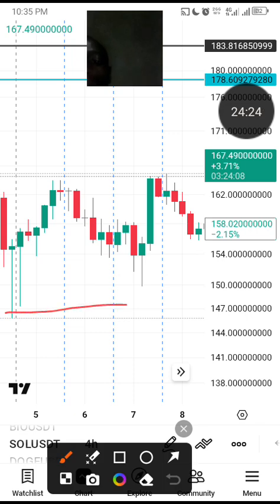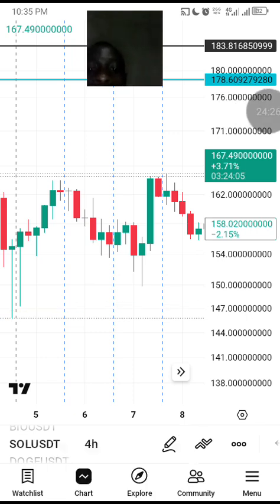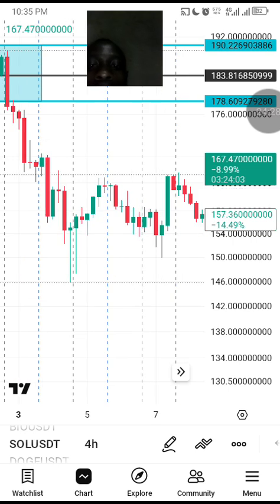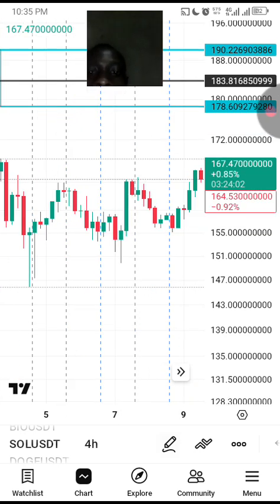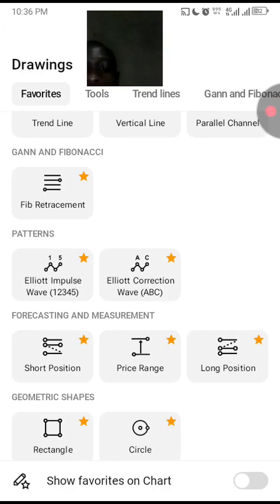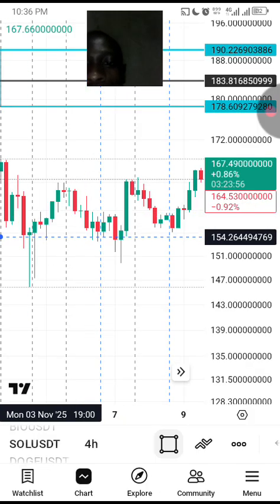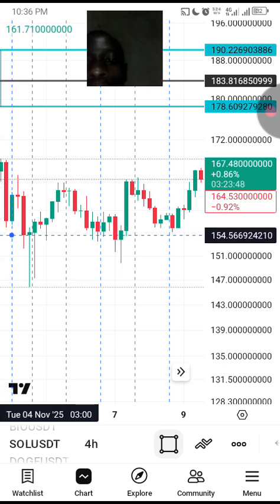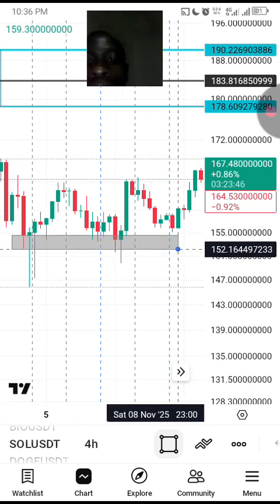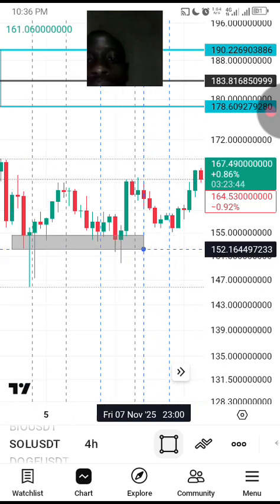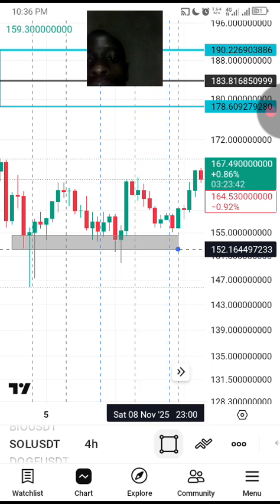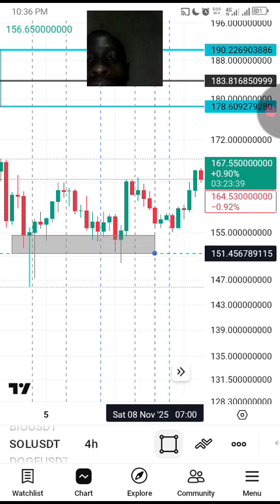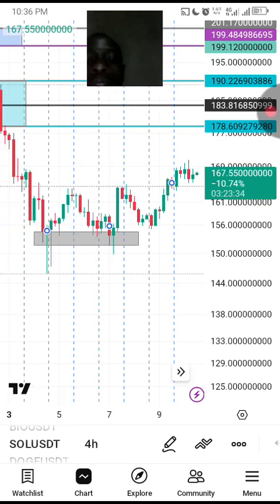For you, just put your stop loss over here. That's how you have to do it. And remember, the zone has been here. Even if we can make it small. Have you seen?